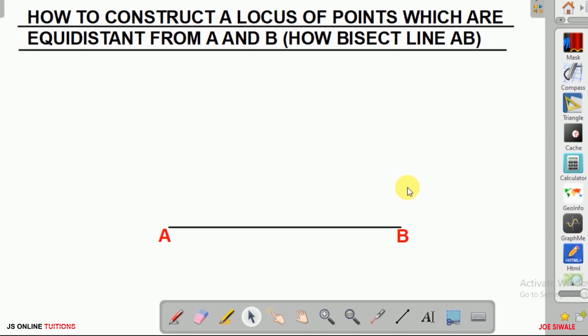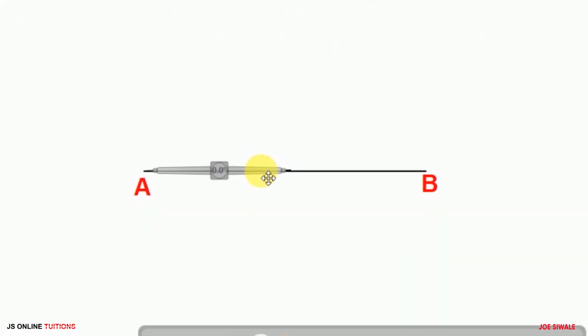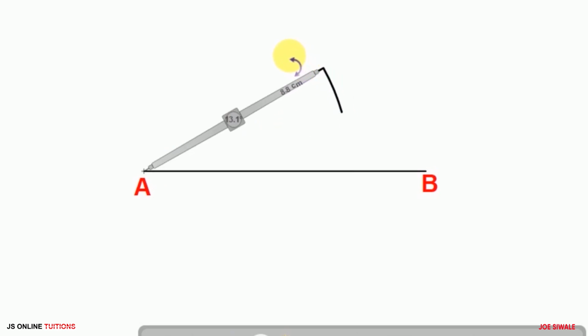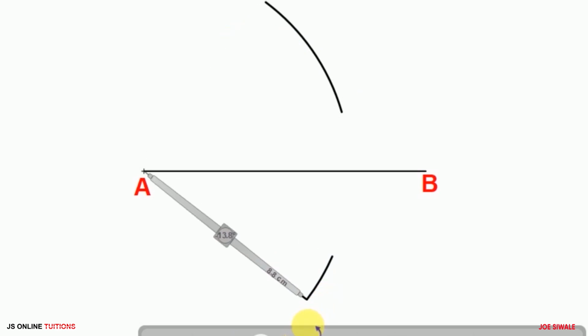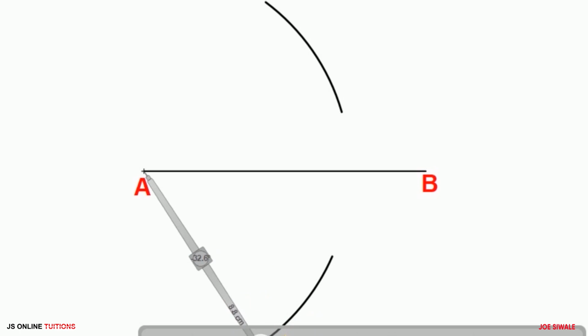And bisecting the line, we said the first thing that you're going to do, you're going to get your compass and you're going to measure more than half of the line. After you measure more than half of your line, you're going to put your compass on point A. Then we're going to construct an arc above line AB and another arc below line AB.